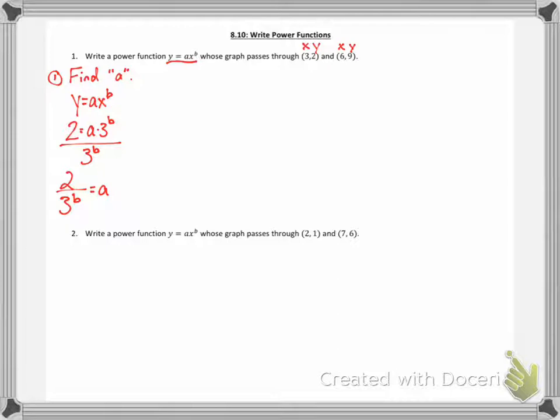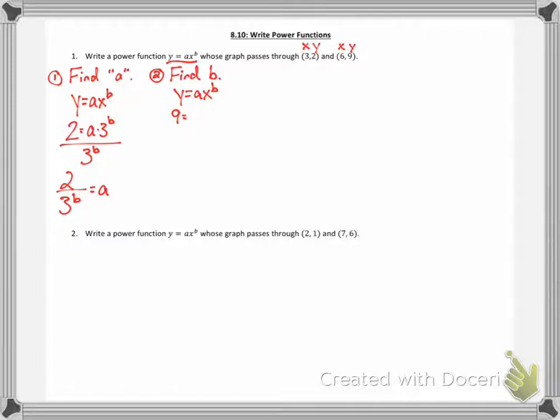Once we get the a by itself using that first point to move some stuff around, now we're going to do step 2, where we're actually going to use it to go find the b value. So to do that, once again, here's my function, y equals a times x to the b. I'm going to take the other point, the 6, 9. 9 will go in for y, the 6 will go in for x.